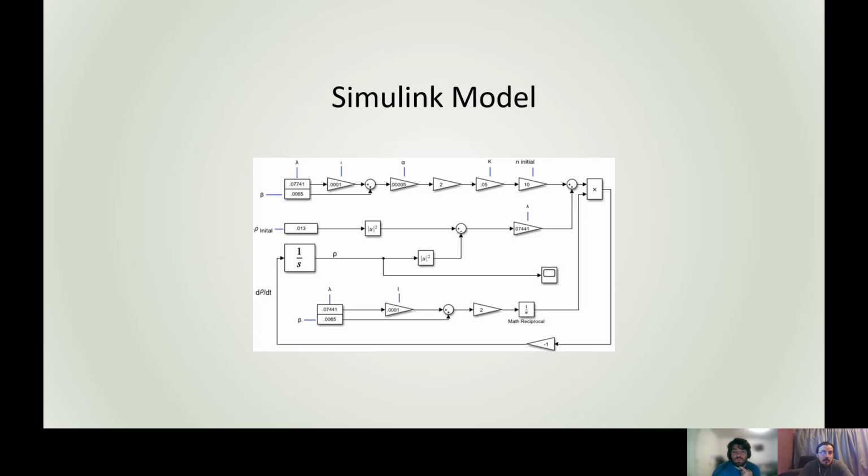At this point, I'll go ahead and turn it over to Troy. He's going to talk a little bit about the model itself and the graph that we produced. All right, thank you. So here we have our Simulink model. We're just looking up the equation that we gleaned over earlier. The factors that we're going to be manipulating are the alpha and the beta, so our delayed neutron fraction and our temperature coefficient of reactivity.